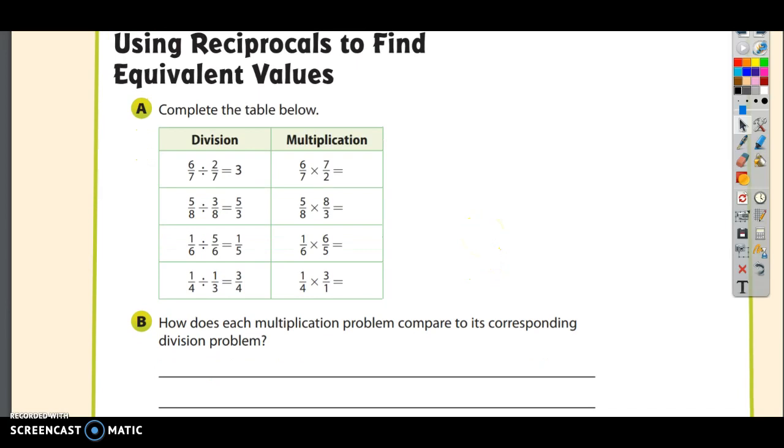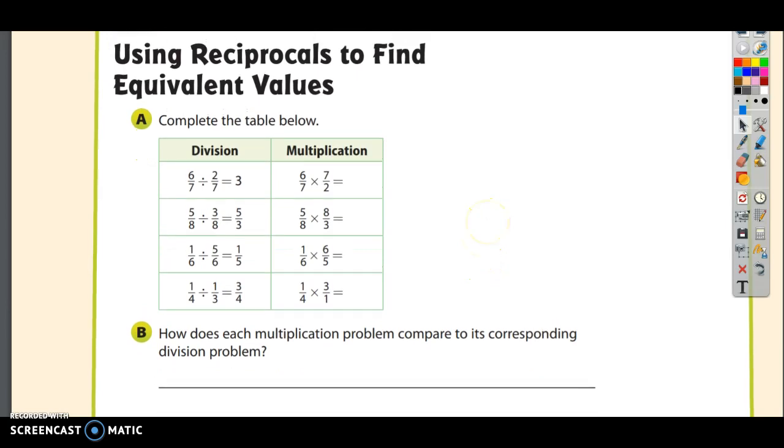So question A reads, well, let's read the title actually. Using reciprocals to find equivalent values. Question A reads, complete the table below. So like I said, we're going to do all these first. So I'll use the white space over here, and I'll do 6/7 times 7/2.